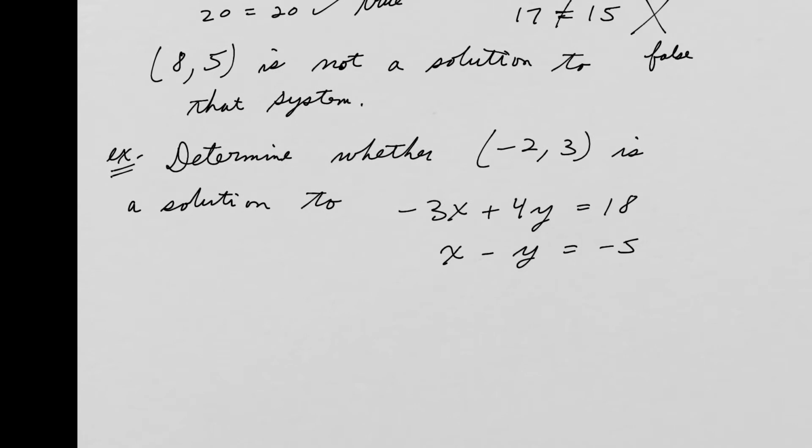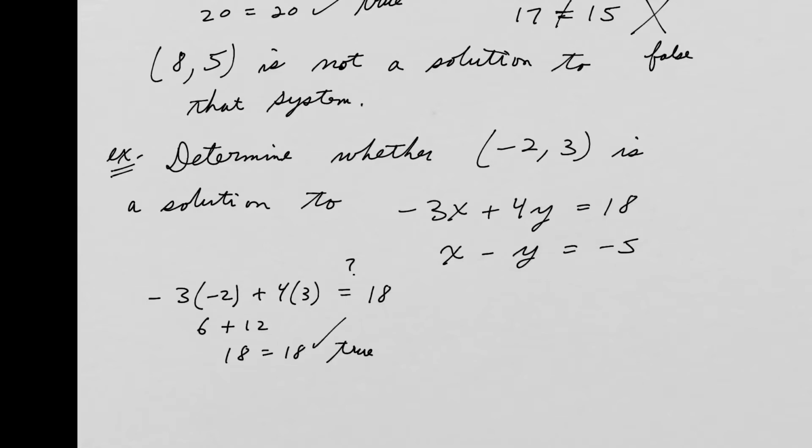Okay, so let's check it. I'll plug it into the first one. So I have -3 times the x value, which is -2, plus 4 times 3. Does that equal 18? Well, this is 6, right? Plus 12. Yeah, 18 equals 18. So that's true. Right, so that works.